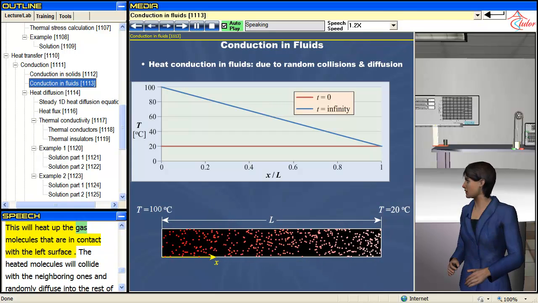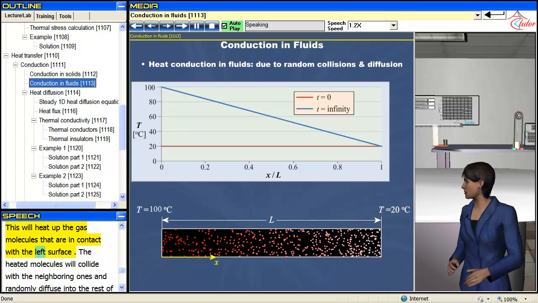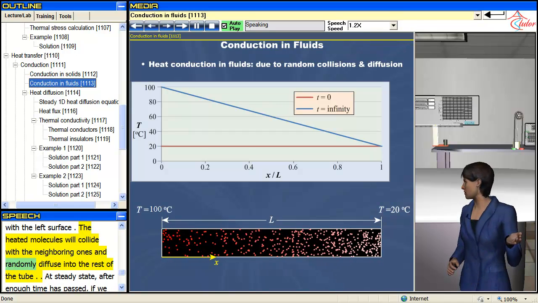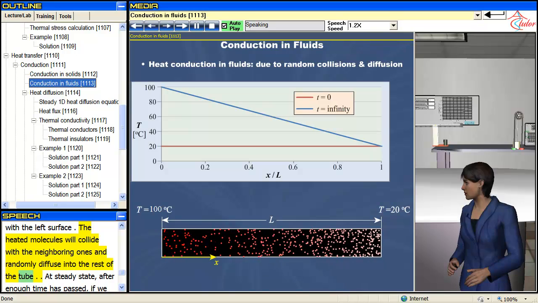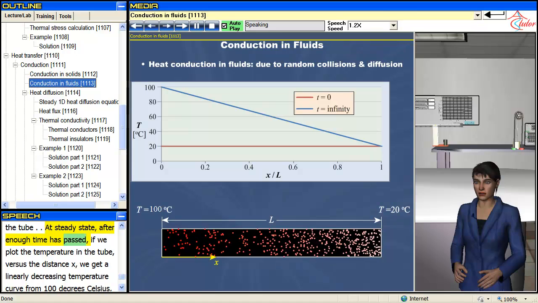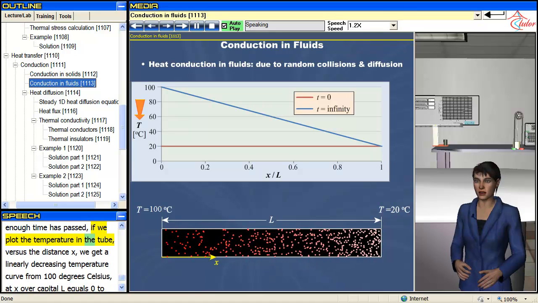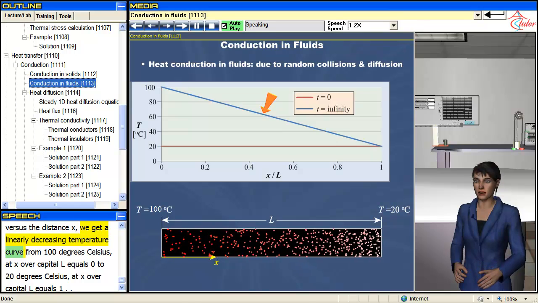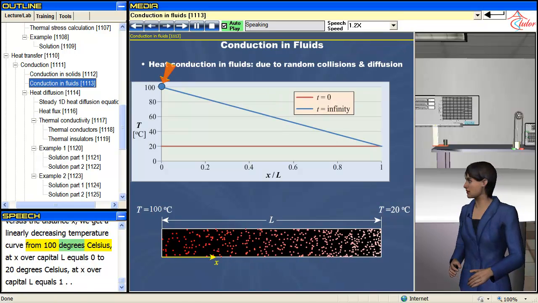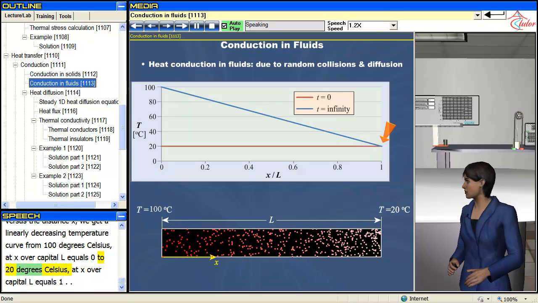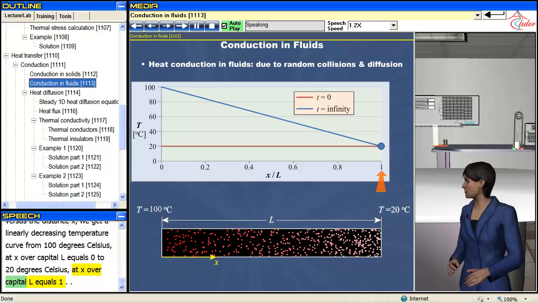This will heat up the gas molecules that are in contact with the left surface. The heated molecules will collide with the neighboring ones and randomly diffuse into the rest of the tube. At steady state, after enough time has passed, if we plot the temperature in the tube versus the distance x, we get a linearly decreasing temperature curve, from 100 degrees Celsius at x over capital L equals 0, to 20 degrees Celsius at x over capital L equals 1.